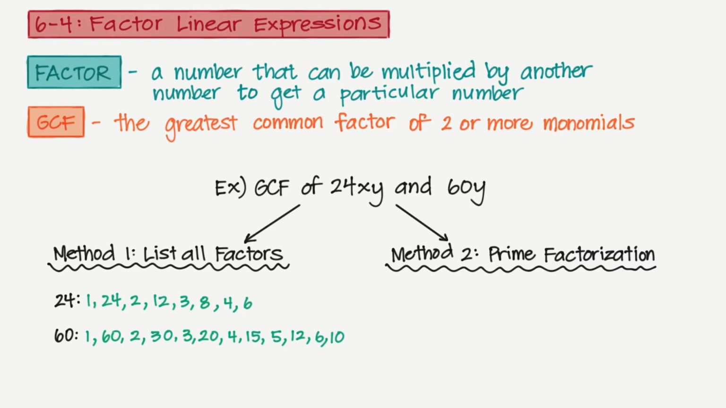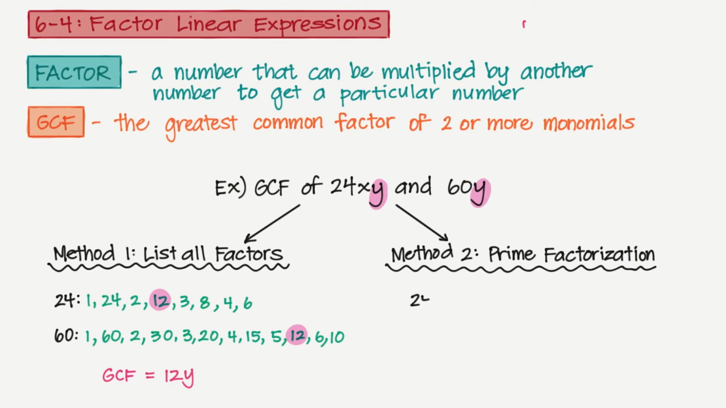And now that I have it written out, I can see what is the greatest number that they have in common, and that would be 12. So the GCF of these two monomials would be 12. And now I need to look at the variables as well. They do not both have an x in common, but they do both have a y. So I'm going to add that on. So the GCF would be 12y.